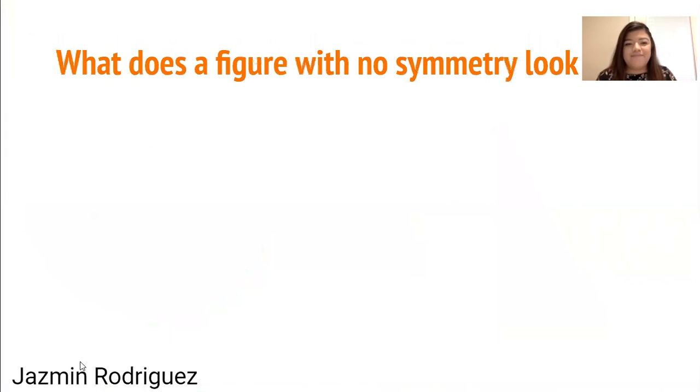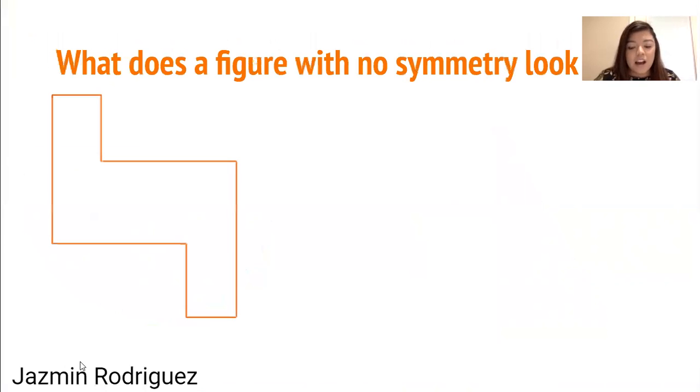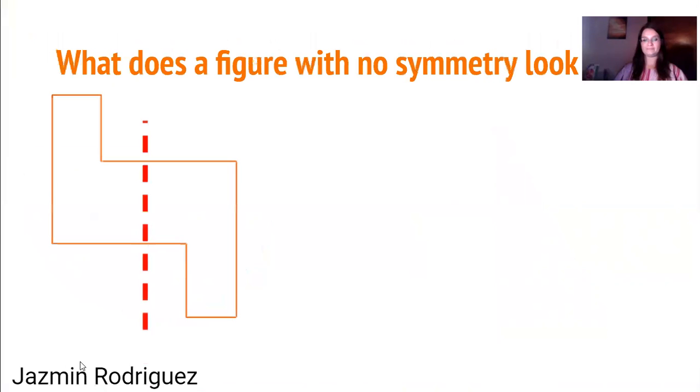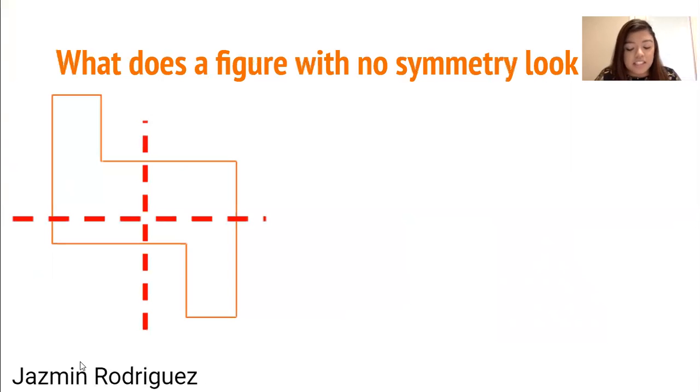Thank you, Jazz. Jasmine, maybe you can show me what a figure with no symmetry looks like. Yes, of course. It would only make sense. Let's take a look at this figure. I will draw a horizontal line. Do both sides look the same? No, it does not. That's right. Now let's draw another vertical line. Do you see that these sides match? No, they do not. Exactly. Therefore, this means that this figure is not symmetrical.